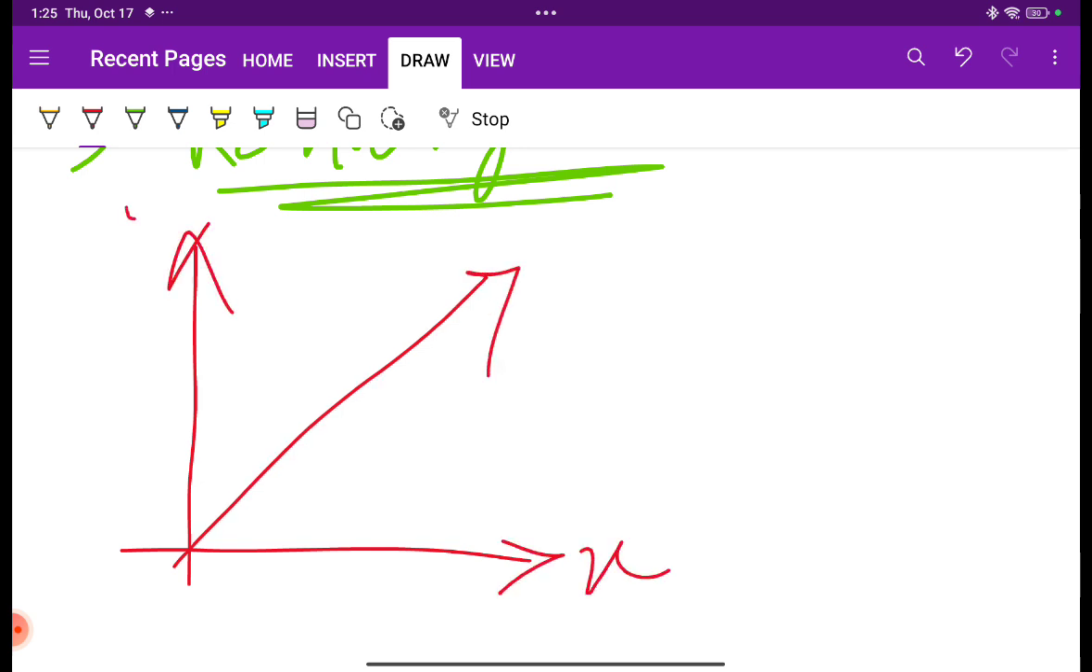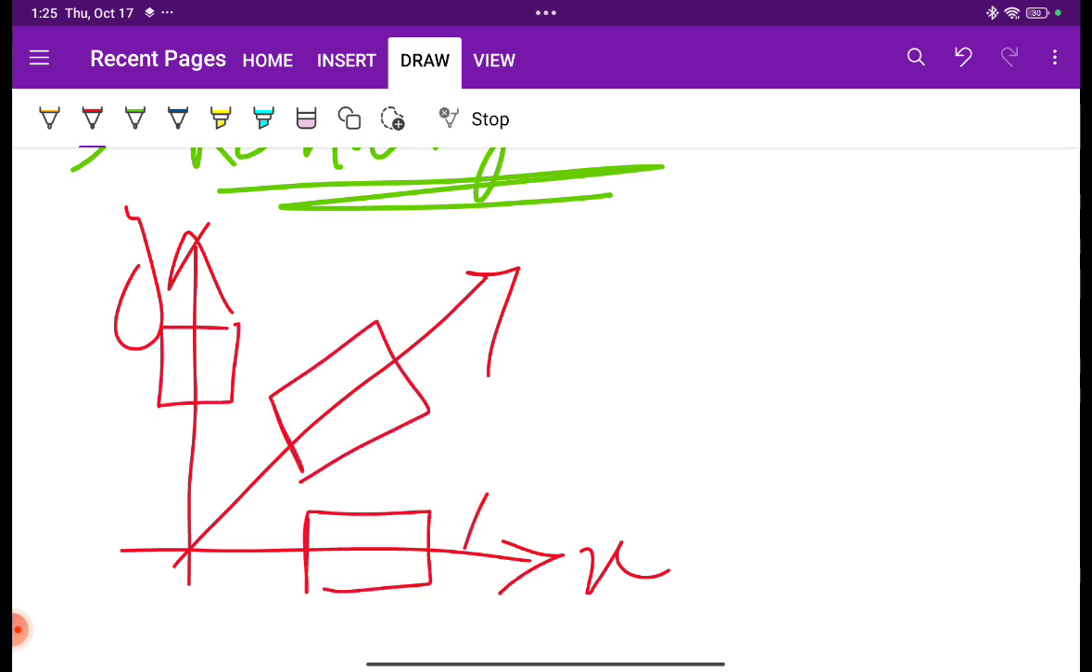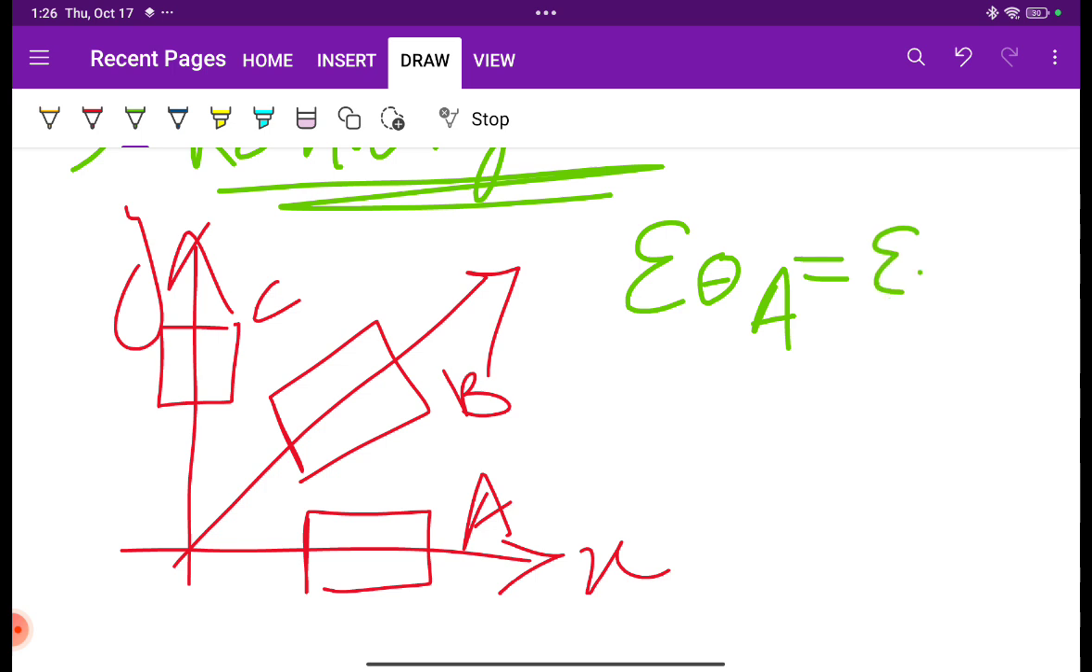This is the x-axis, this is the y-axis. These are three strain gauges, A, B, and C. With the help of this three-strain rosette, we were able to find sigma x, sigma y, and sigma xy. So the formula will be: sigma theta A will be sigma x, since theta A is equal to 0.